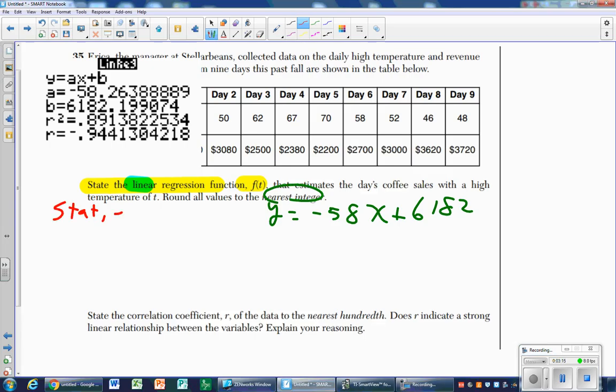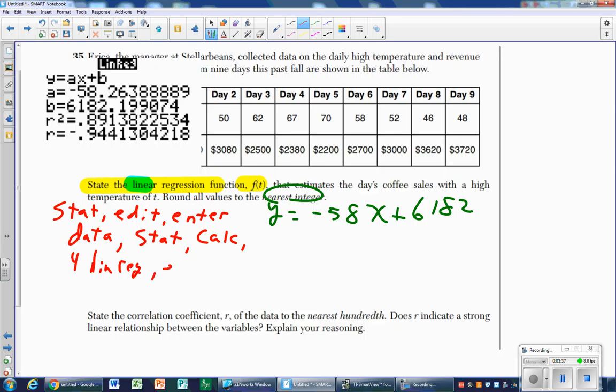Stat, edit, enter data. Then you hit the stat key. Then you do choice, then you go right arrow to calc. And then you do choice 4, which is lin reg. And then you hit enter. You can say that you hit enter several times, and there's your answer.